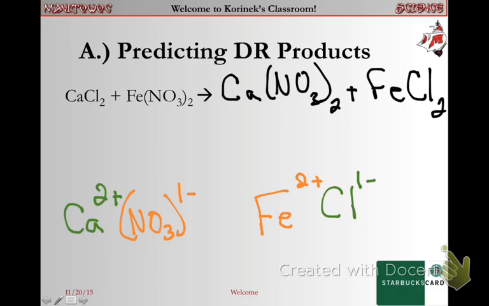All right, awesome. Now, we want to make sure that this is balanced, and it actually looks like it is. I've got 1 calcium here, 1 here, an iron there, 2 chlorines there, 2 chlorines there, 2 nitrates there, 2 nitrates there. So it looks like we are all good to go. All right, so hopefully you came up with calcium nitrate and iron 2 chloride for the 2 products.